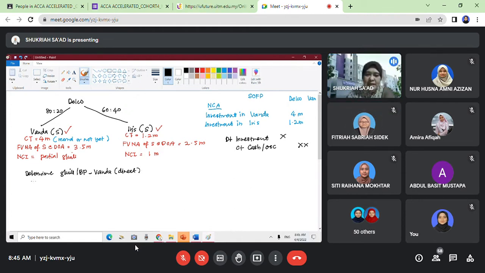Okay, so we start dengan CT. Berapa CT Delco paid to Vanda? 4 million. Okay, jap. Sebelum tu, column. Saya lupa nak create column. Okay, so kita ada column goodwill, column NCI and column group retained profit. 3 kolom.